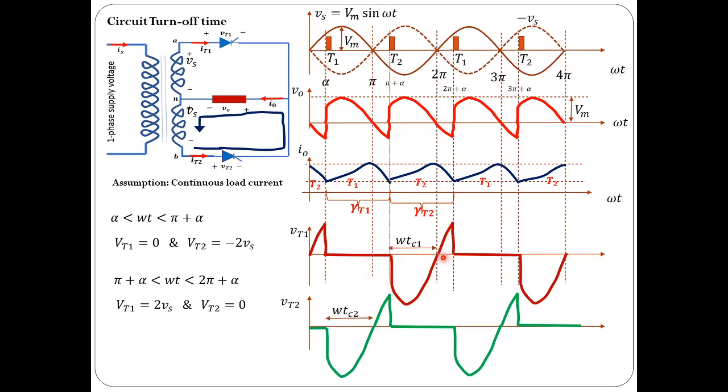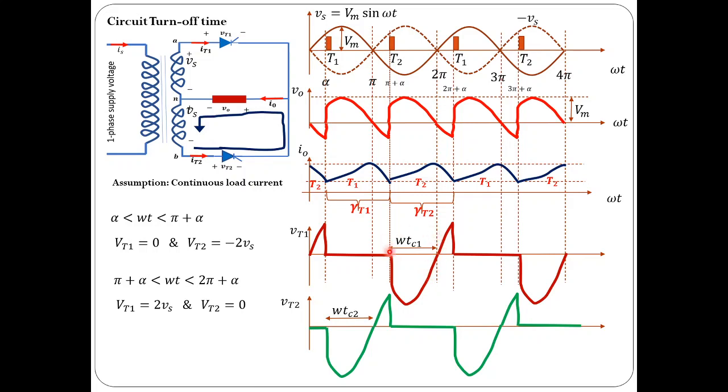Now consider the circuit turn-off time for thyristor 1. Thyristor 1 is reverse biased after the current through it becomes 0. You can see that at omega t equal to pi plus alpha, the load current is shifted from thyristor 1 to thyristor 2. At this moment the current through thyristor 1 becomes 0 and reverse voltage is applied immediately, and this reverse voltage would appear across thyristor 1 until 2 pi.